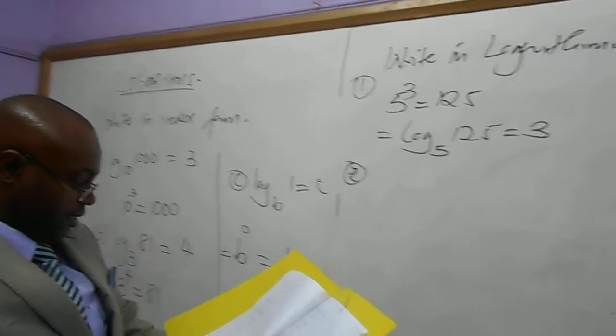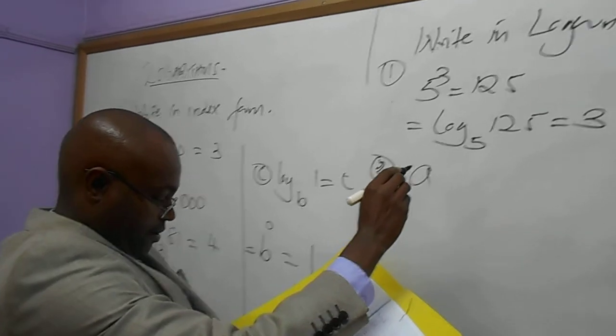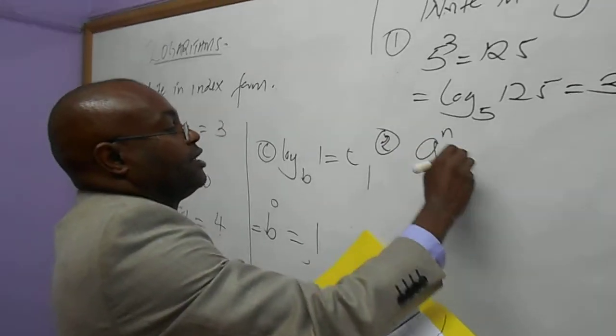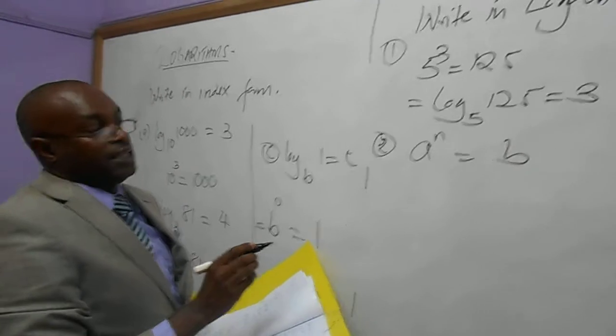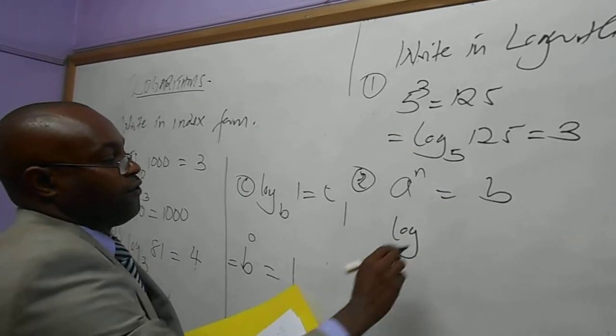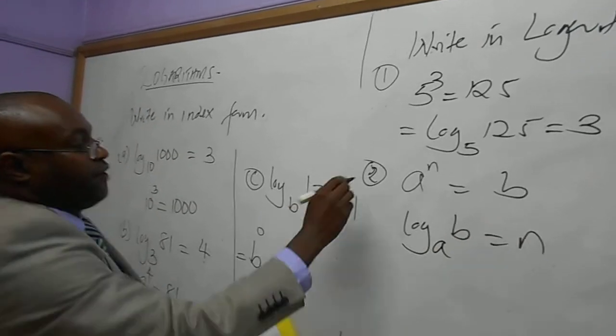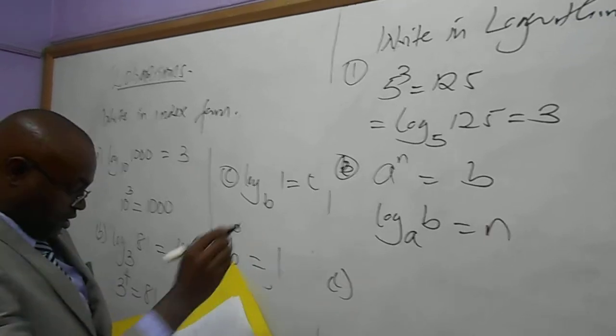A second one, a raised to n equals b. How do you write that in logarithmic form? It becomes log of b to base a equals n. If you have written it that way, you are very correct.